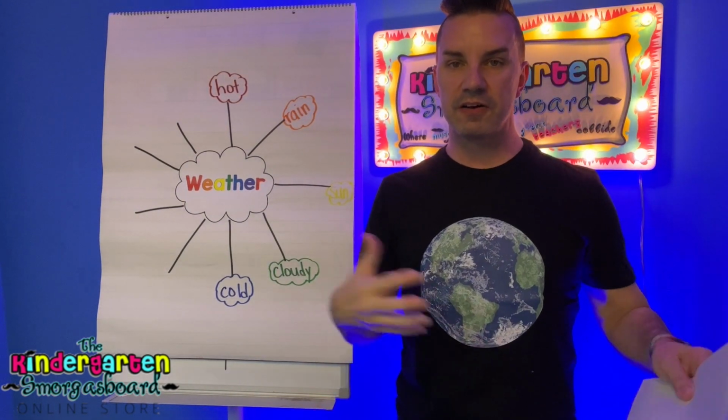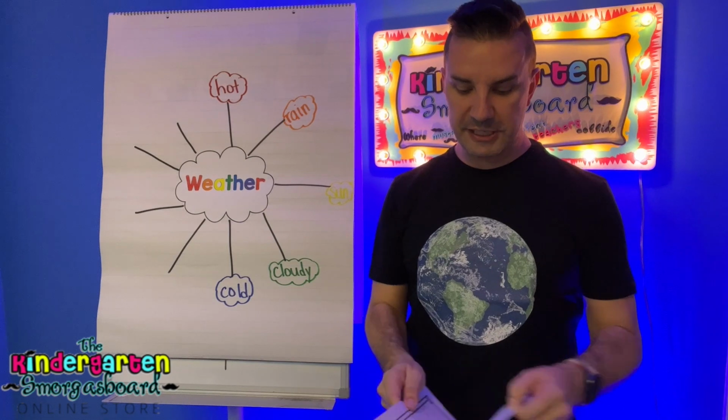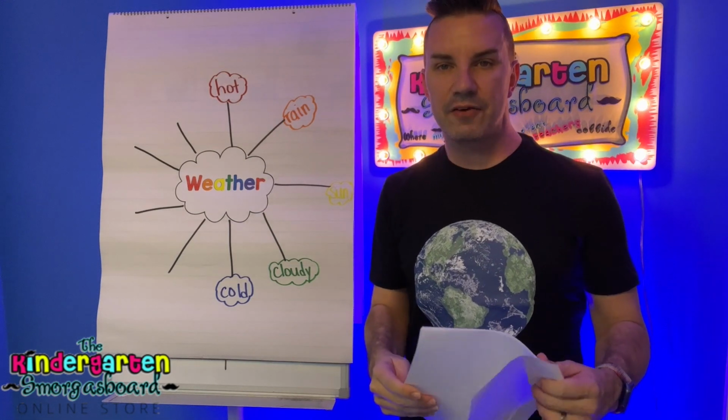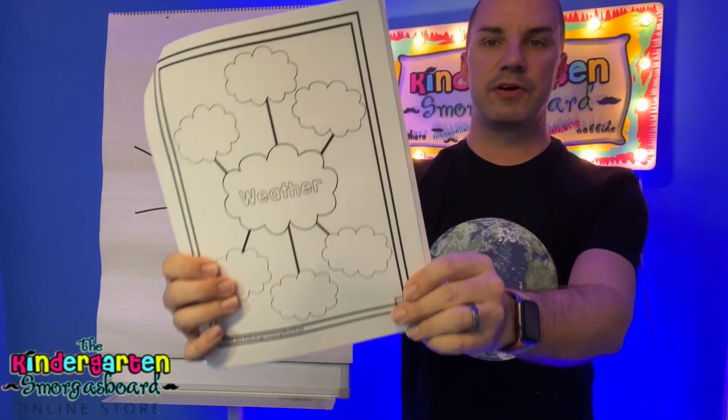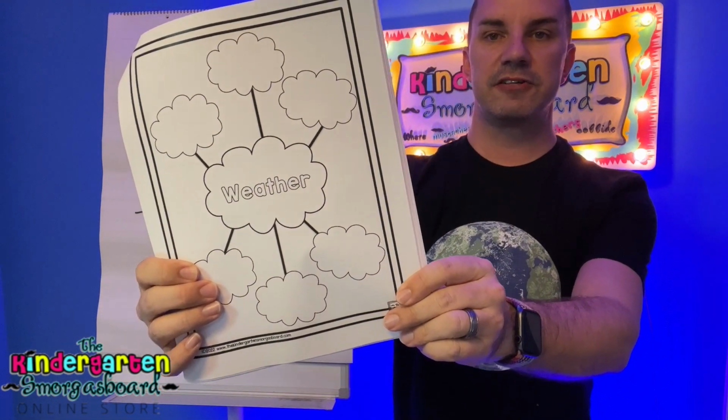Then what we do is we do weather words. We do a turn and talk for the kids to talk about weather, then they share out their weather words. This is just another activity to get them thinking about weather and talking about weather, and then they can record their weather words in their journal.